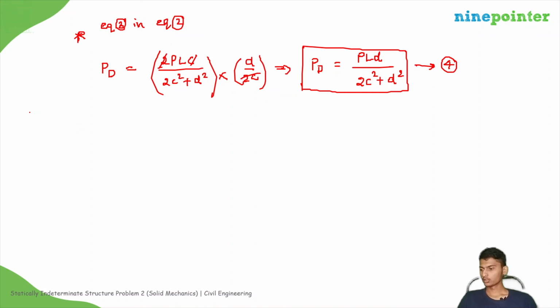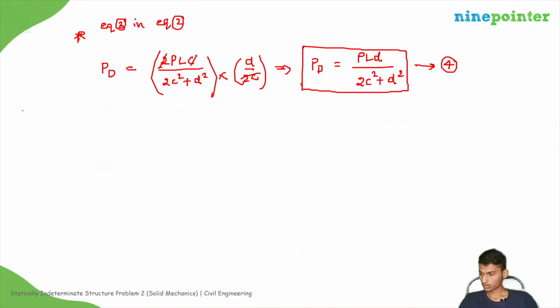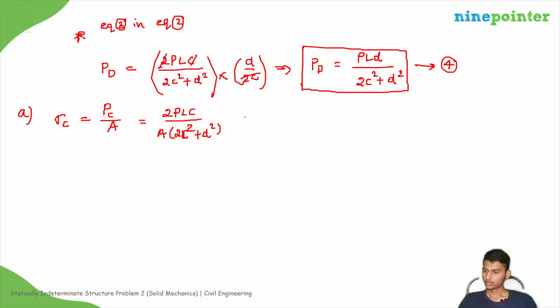Now let us go here. First we need to find out the tensile stresses sigma C and sigma D, right? So first, part A. Sigma C will be equal to PC divided by A, right? So that will be equal to 2PLC divided by A into 2C square plus D square. Similarly, sigma D will be equal to PD divided by A. That will be equal to PLD divided by A into 2C square plus D square. Okay. So this is part A.